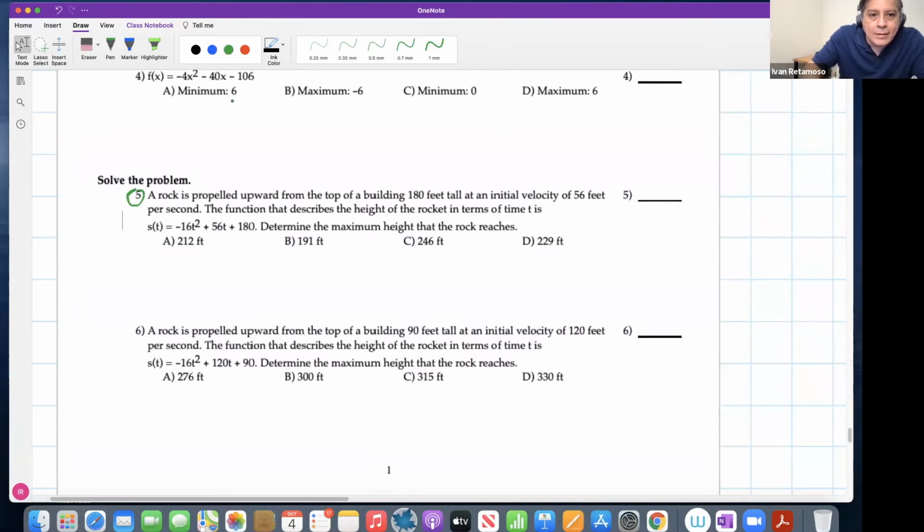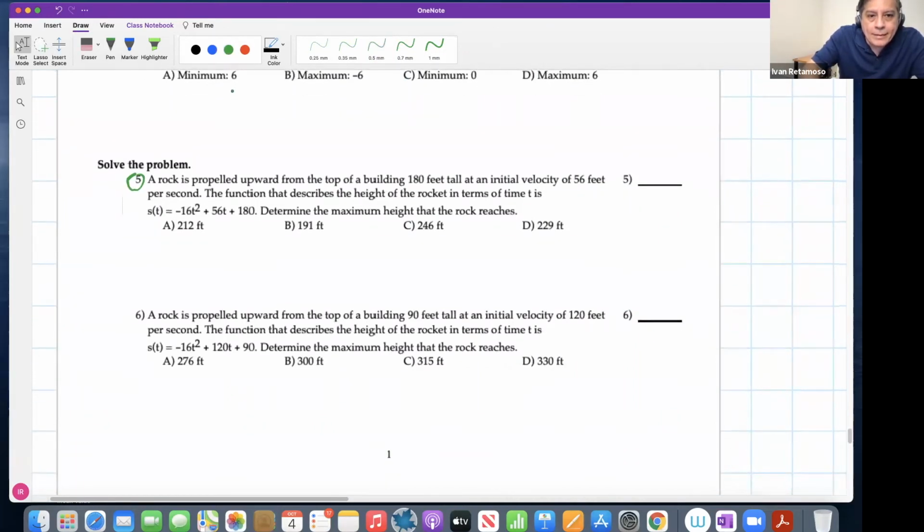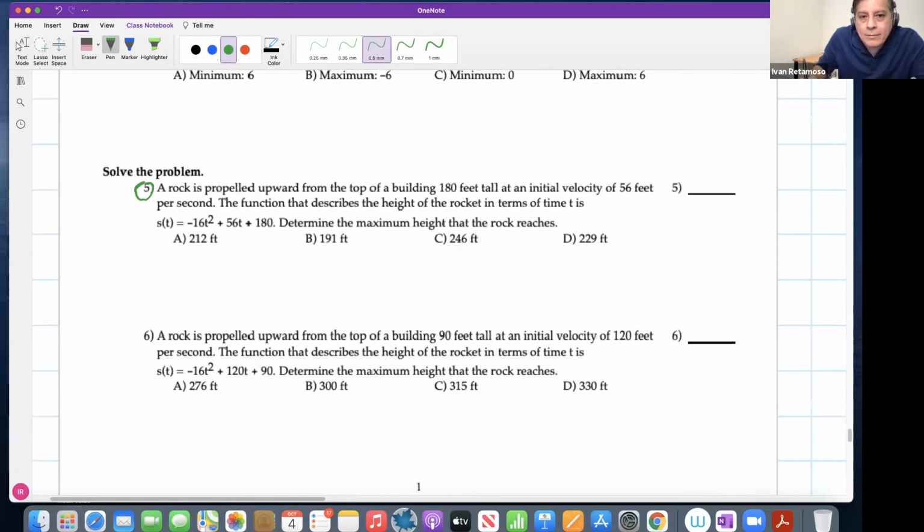It says a rock is propelled upward from the top of a building 180 feet tall at an initial velocity of 56 feet per second. The function that describes the height of the rock in terms of time is this: s(t) = -16t² + 56t + 180. Determine the maximum height, important word here, maximum height that the rock reaches.